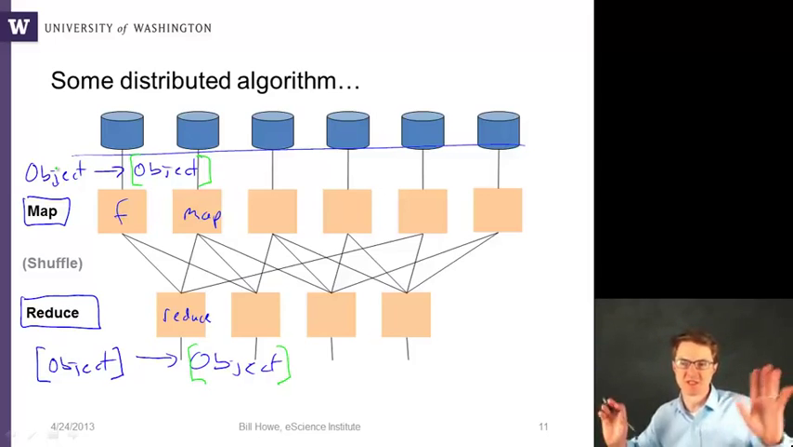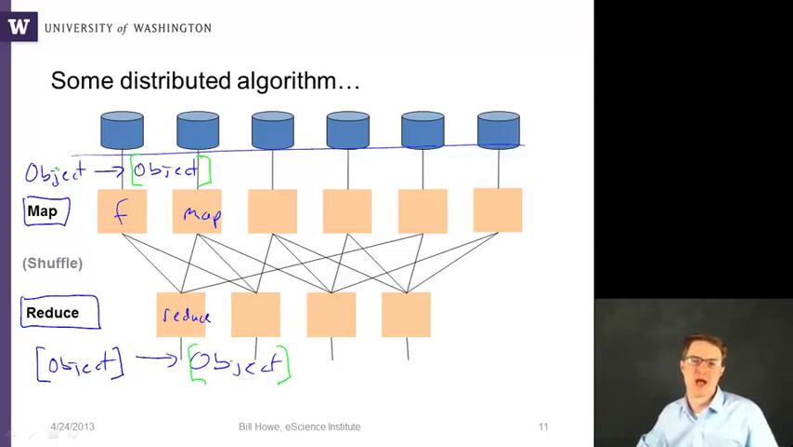So this is an interesting hypothesis, right? That perhaps all distributed algorithms can be expressed as sequences of these two-step operations, right? A map followed by a reduce, and then maybe more map reduce, map reduce, map reduce as needed. And we'll talk about that in more detail next time.